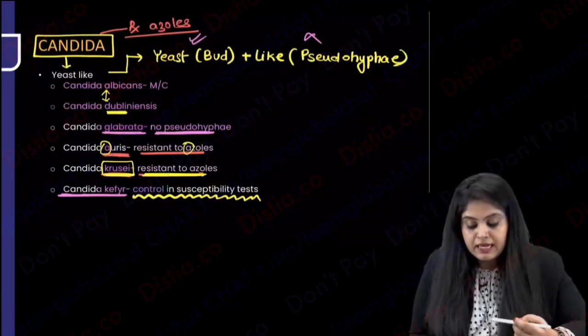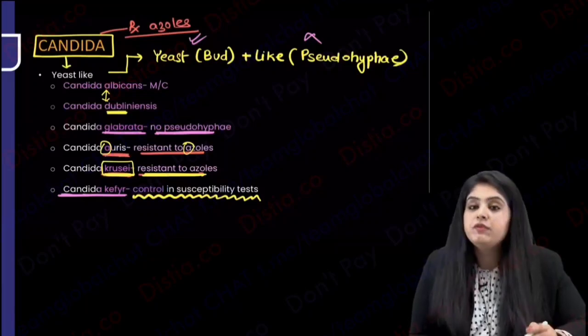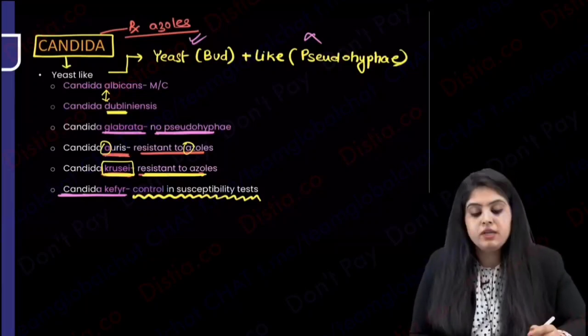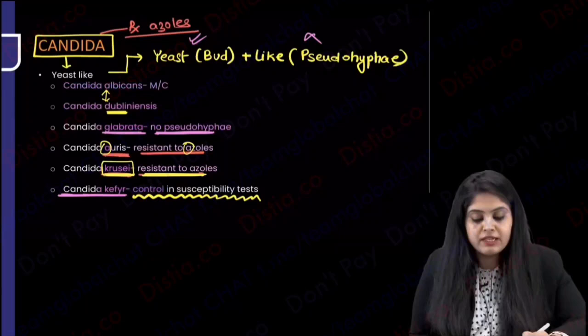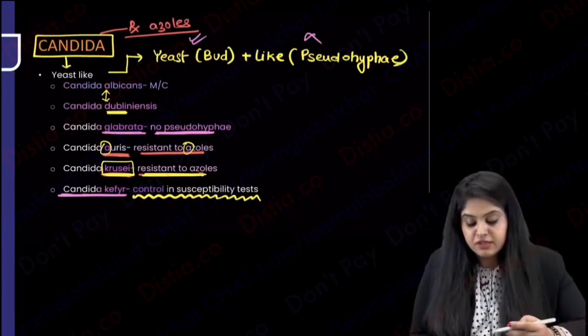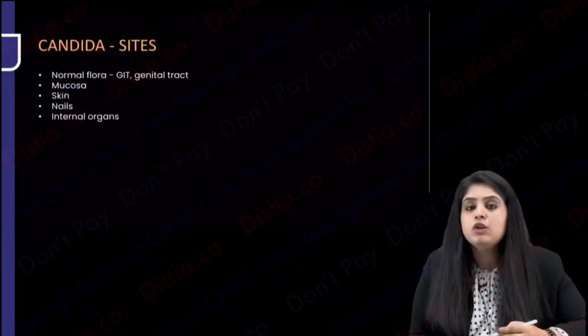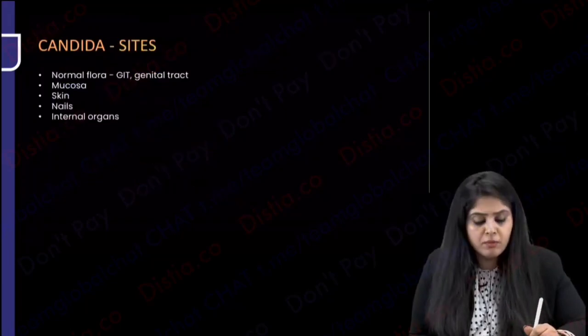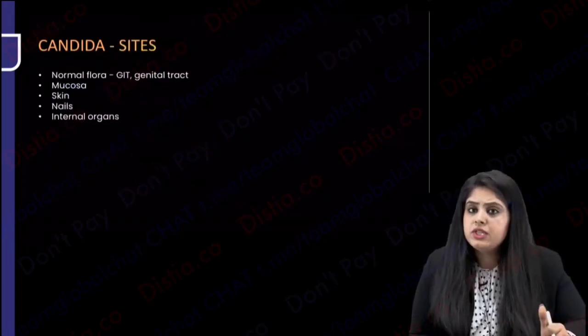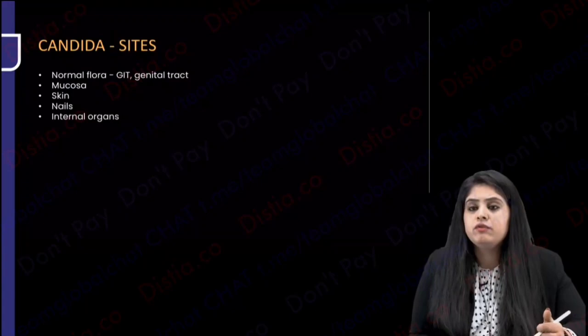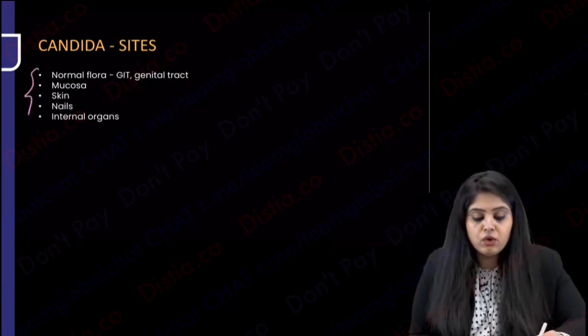Having said that, now when I talk about Candida moving forward, I am in general talking about the most common one that you know, that is Candida albicans. Okay, so firstly, what all sites is it going to be a normal part of? It's a part of our GIT, our genital tract, our nails, our skin, our mucosa, even the internal organs. So it's definitely a part of our normal flora.